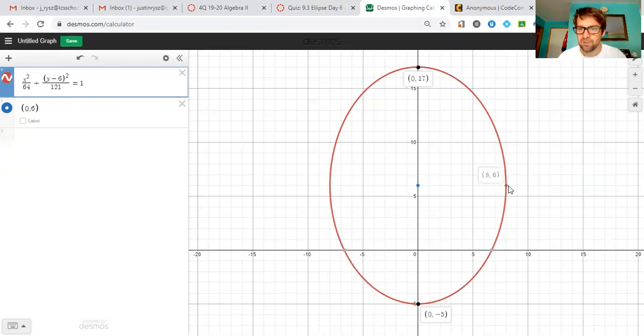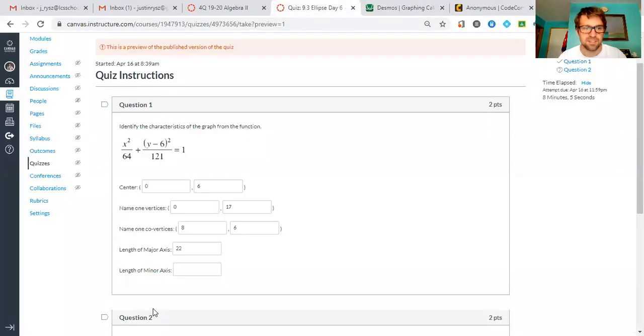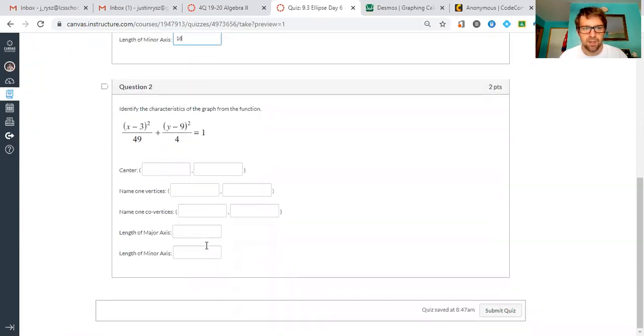It goes over here to positive 8, 6. From negative 8 to positive 8, that's a distance of 16. So if you're a math person and you like numbers and you can do that real quick in your head and take the square root and double it, do that, that's fine. If not, use this.